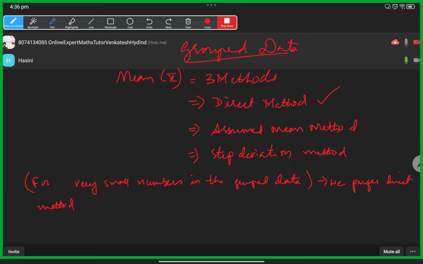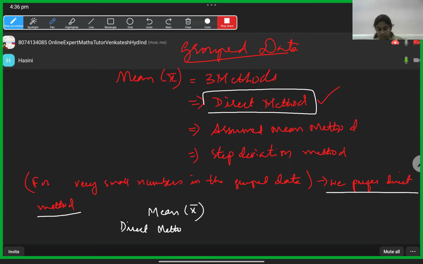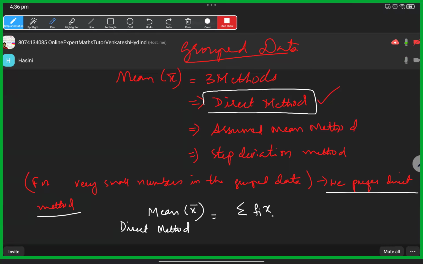So I'll explain this method now. In the direct method, the formula for mean is given as sigma fi xi by sigma fi, where f is the frequency, and xi is the class mark.